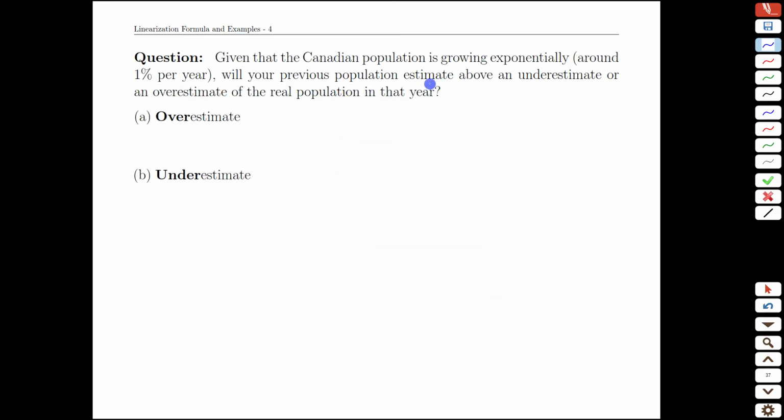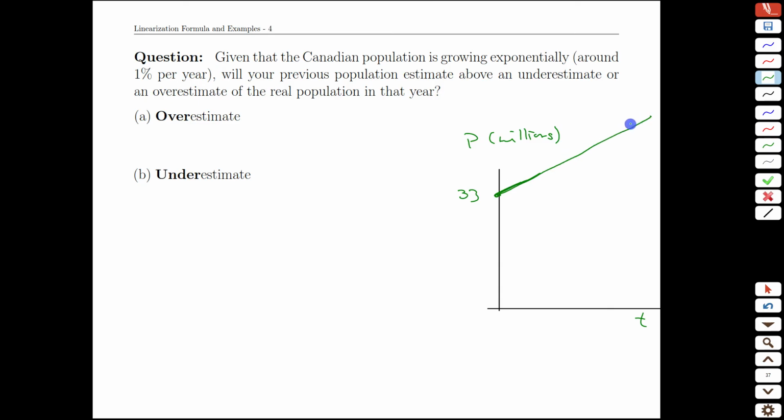When we make these predictions, are we getting an underestimate or an overestimate? Let's just do a quick sketch of what that means. We predicted our 33 million today. That was an exact value. This will be in millions on this axis then, and t is on this axis. And we knew the slope. And what we just did with our linear model is we basically assumed that things were going to keep going in that straight line manner forever.